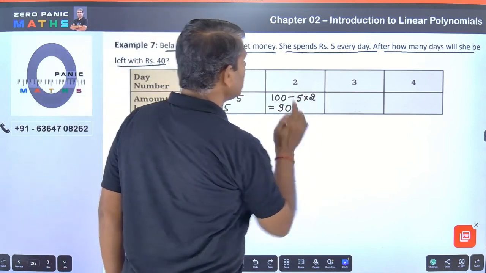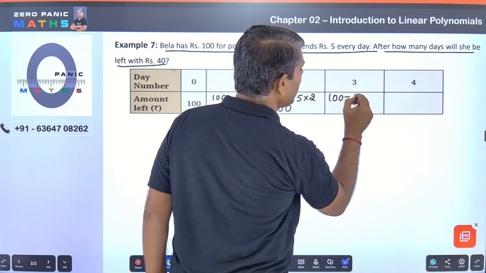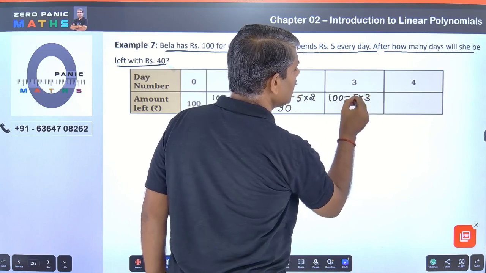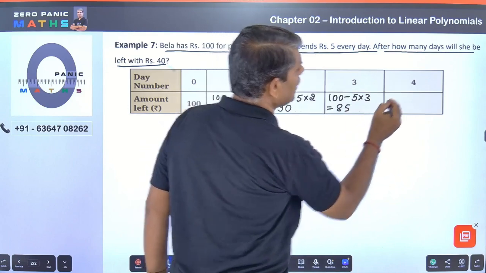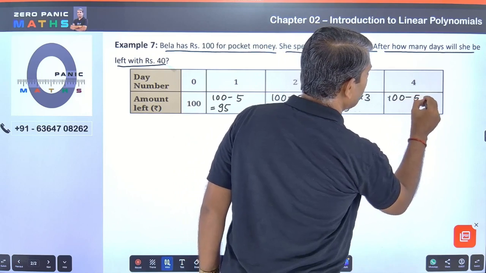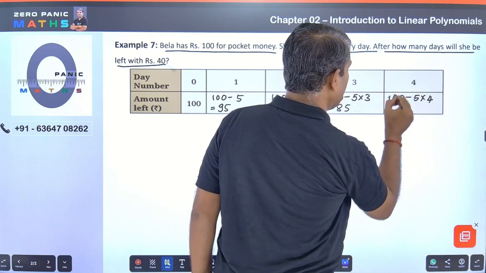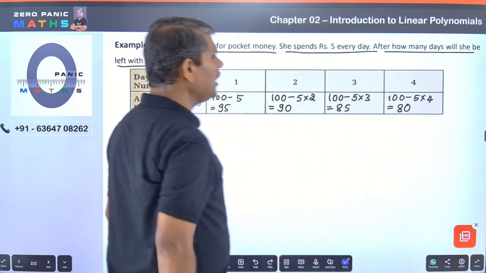Similarly, following this pattern, on the third day also we can say 100 minus 5 into 3, because over 3 days she is spending 5 rupees each day, and it is 85. Similarly, on the fourth day we will get 4 times 5 rupees, which is 20, deducted from 100, and it is 80 rupees.